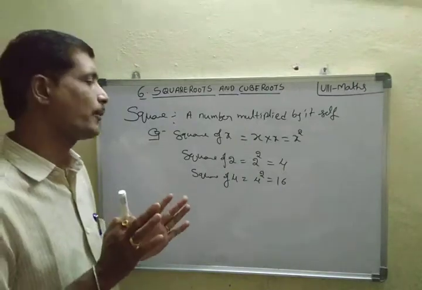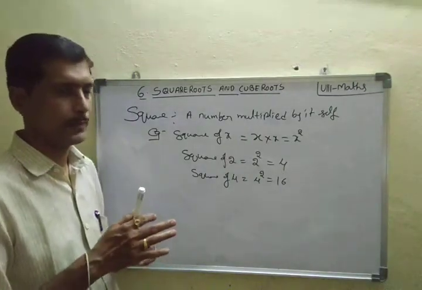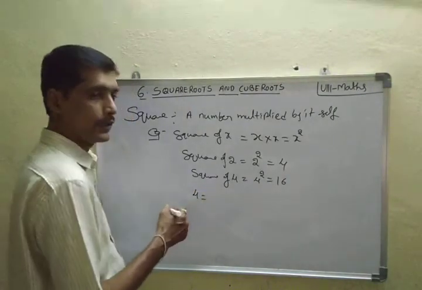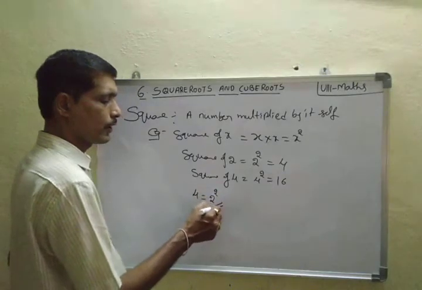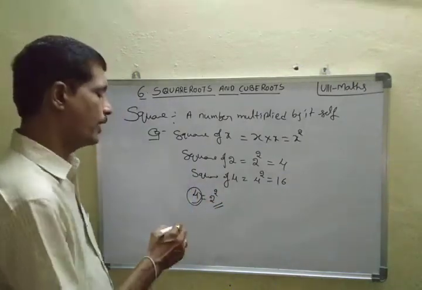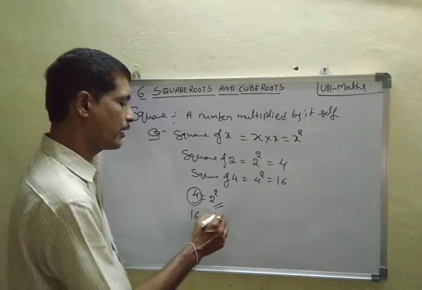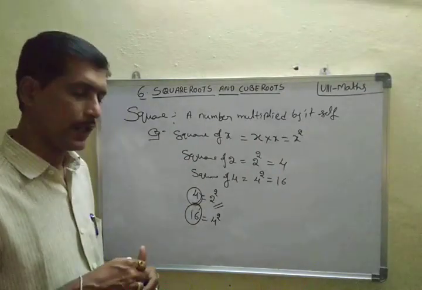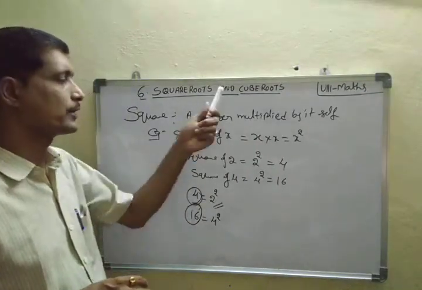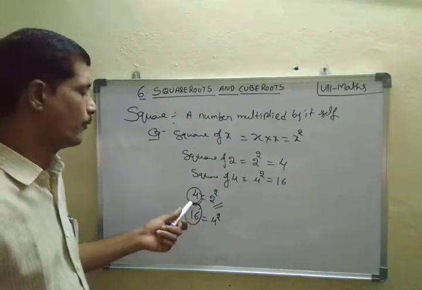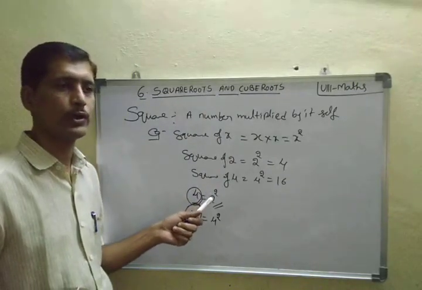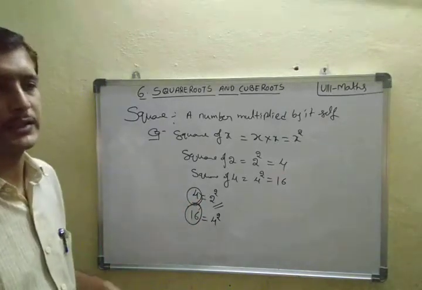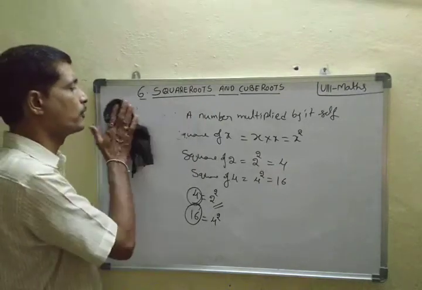Perfect square means that number is compulsorily a number multiplied by itself twice. Suppose 4 can be written as 2 square. Here 4 is a perfect square. Next, 16 can be written as 4 square. 16 is a perfect square. 36 also. Therefore, a number multiplied by itself is called a square. 4 is 2 into 2, therefore 4 is called a perfect square. And 16, 36, 25 as well.